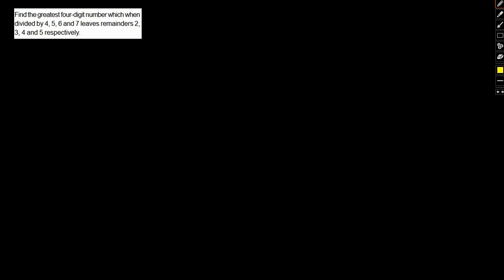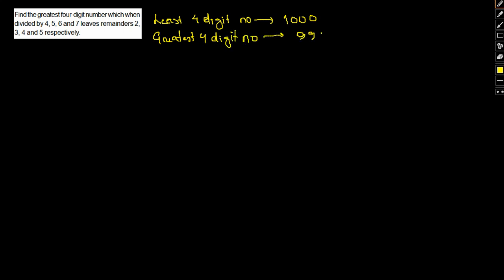Okay, so the greatest 4-digit number. Okay, now let me see, the least 4-digit number is 1000 and the greatest 4-digit number will be 9999. So our number should lie somewhere in between this. Okay, now the number, suppose the number being x.